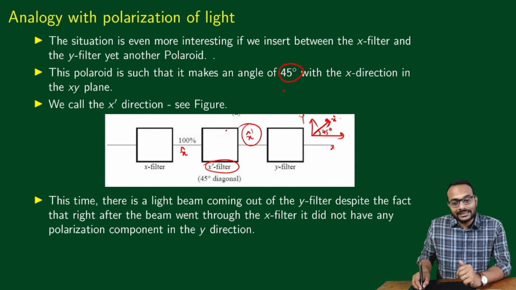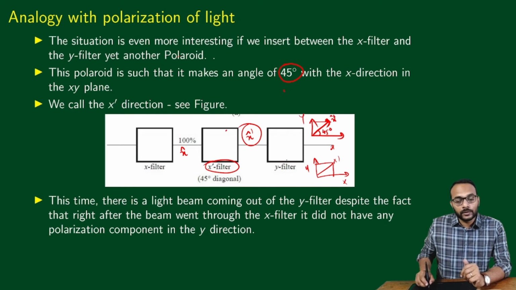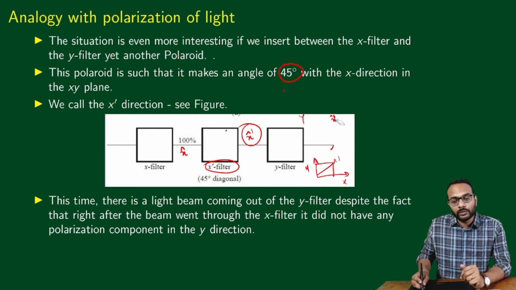Now, since the X prime direction also has a component along the Y direction, if you look at these, they are just vectors. You've got X, Y, X prime. You see that the X prime direction has a component along the X direction as well as the Y direction. So for this reason, the Y filter will also give off some light.